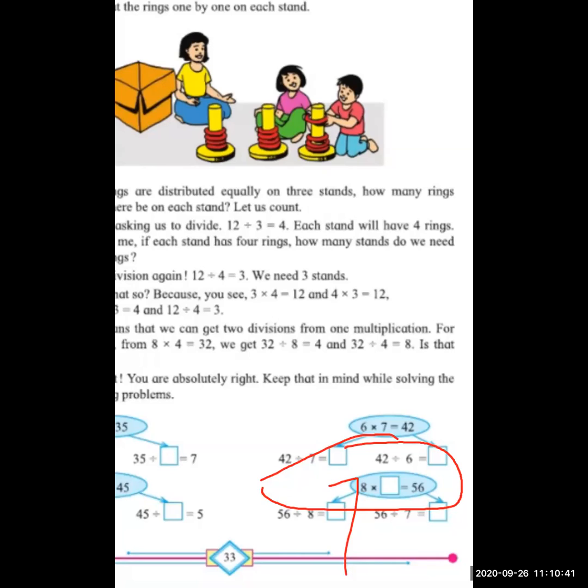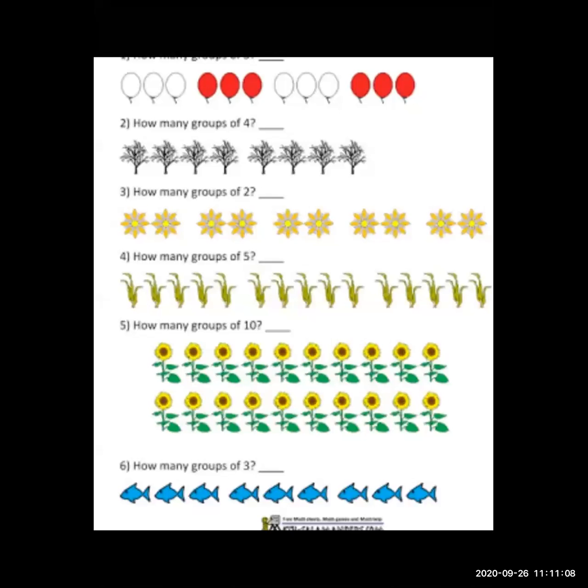Okay, good. Very nice. Is everyone clear on this sum? Yes, give me a response in the chat box. Everyone clear? Now I am going to show you one image. In this, the groups are already given to you. See, balloons are given to you.